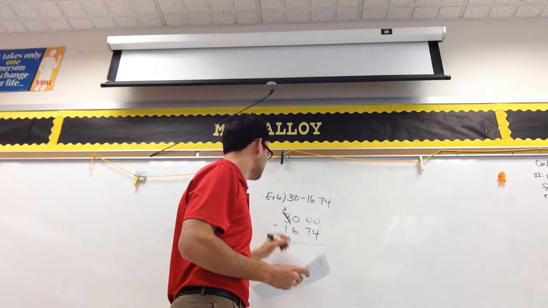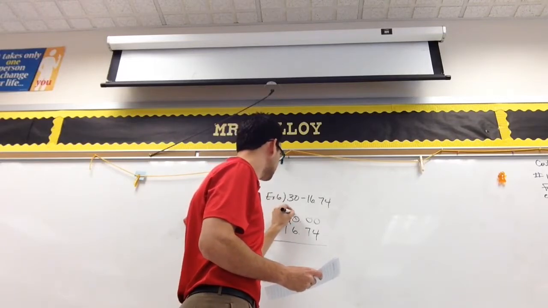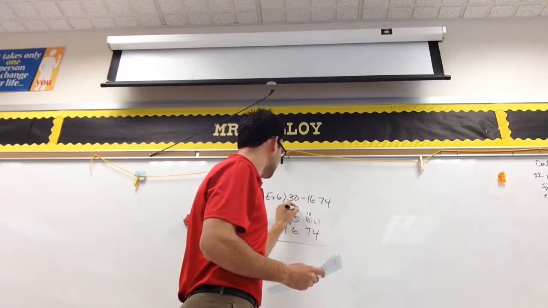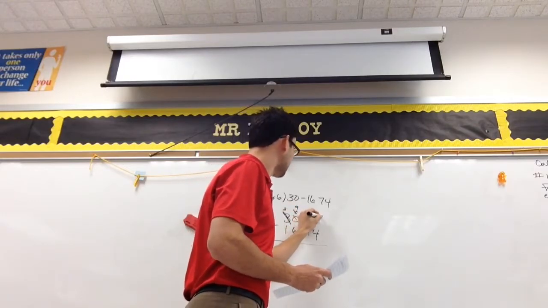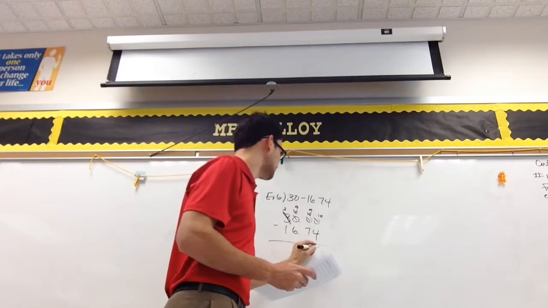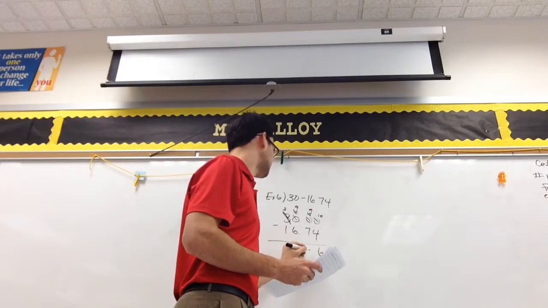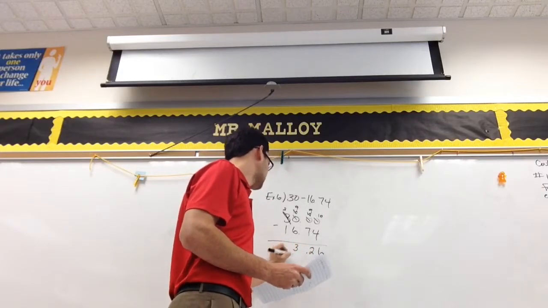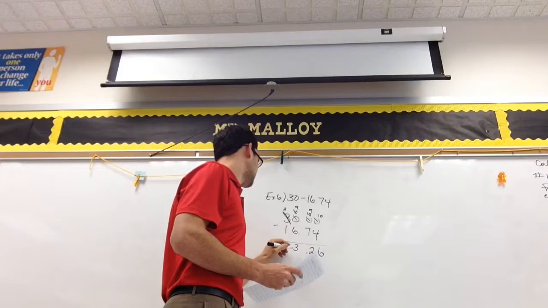That becomes a 2. This will become a 10. This will become a 10. This has to become a 9. For this to become a 10, this would have to become a 9. Then I just do the subtraction. 10 minus 4 is 6. 9 minus 7 is 2. 9 minus 3 is 6. 2 minus 1 is 1.